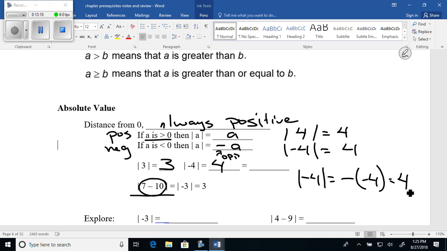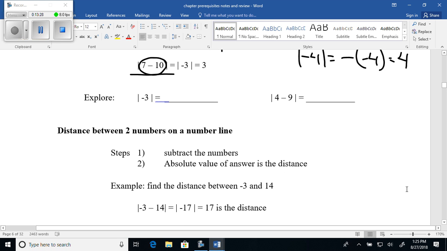All right. So 7 minus 10 is negative 3, and now we take the absolute value, which is 3. So absolute value symbols work like parentheses. Your turn. You have 2 of them.